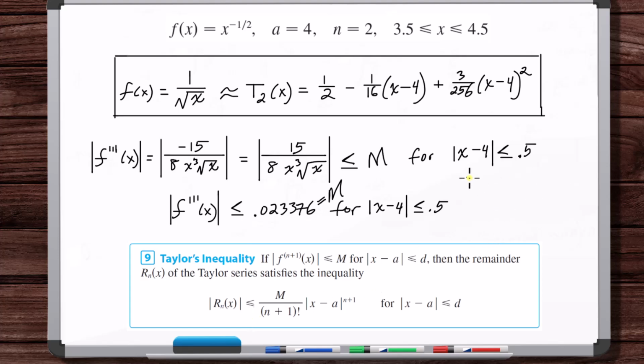What we're trying to get is the Taylor series of the function. This is equal to the function, right? This is equal to T sub 2 of x plus R sub 2 of x. We're trying to get an estimation of the size of R sub 2. So we're going to plug 2 in here.